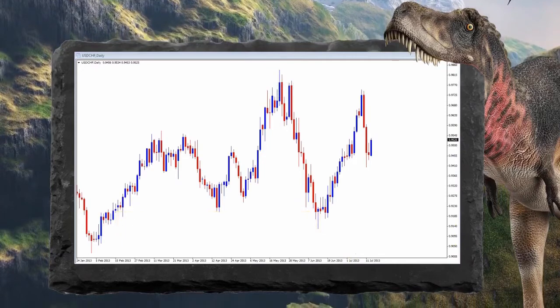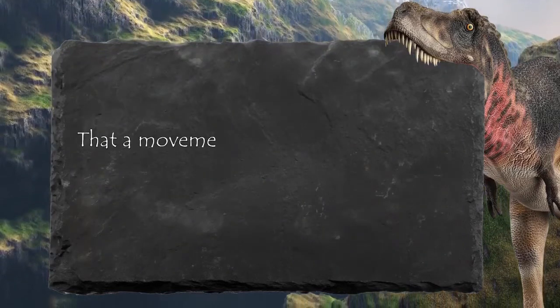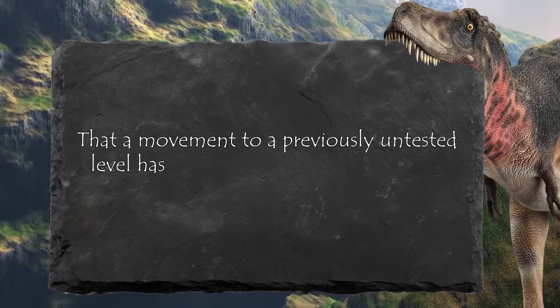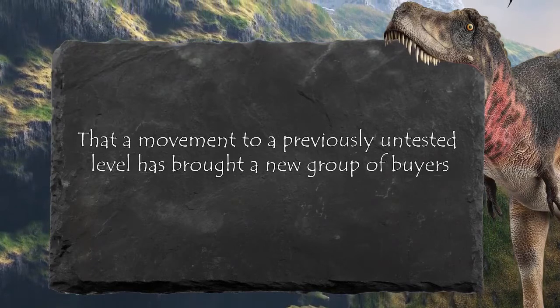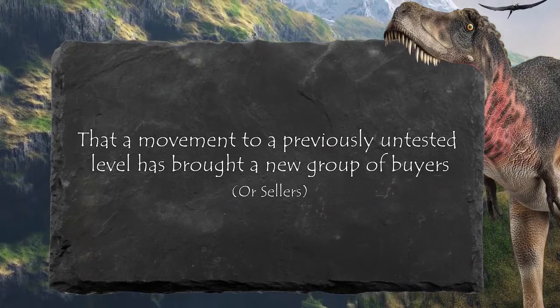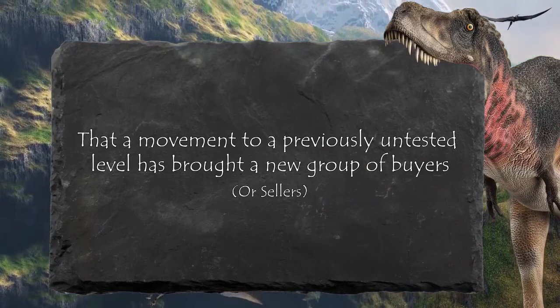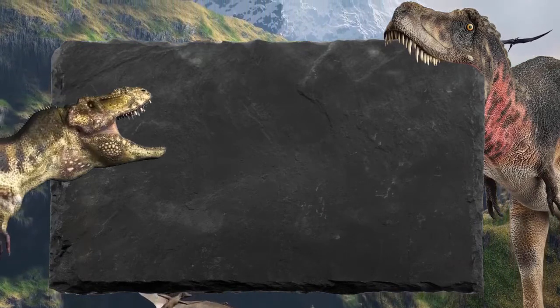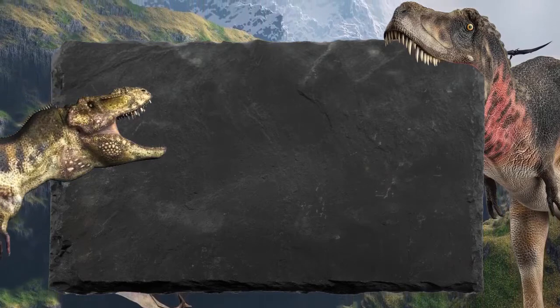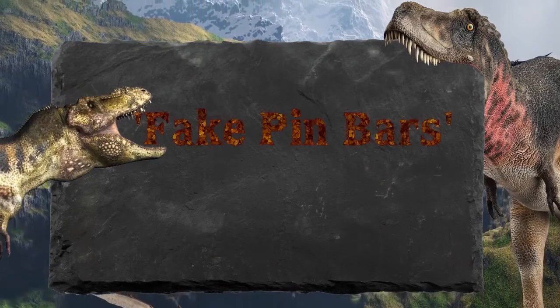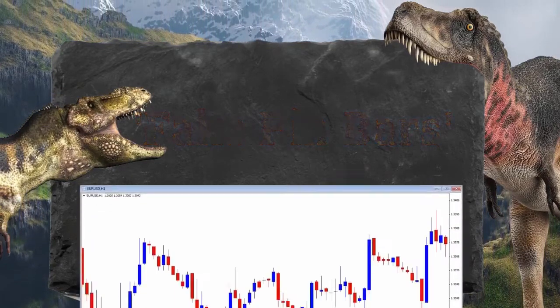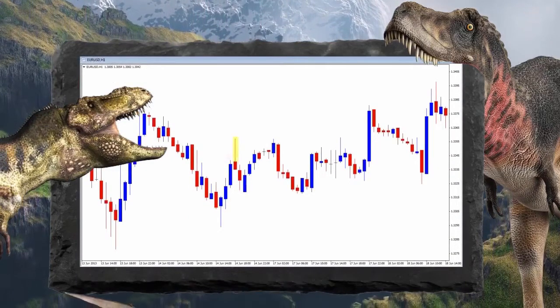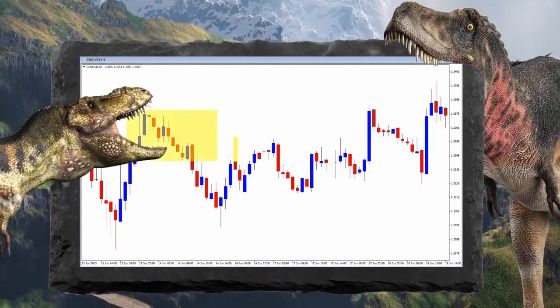This is the lie that the market may be telling us, that a movement to a previously untested level has brought a new group of buyers, or sellers in the case of a bearish pin bar. However, if the long wick does not stick out from previous price action, they are not a genuine pin bar, but rather we call these fake pin bars. So as you can see here, the fake pin bar doesn't quite stick out from previous and recent price action.